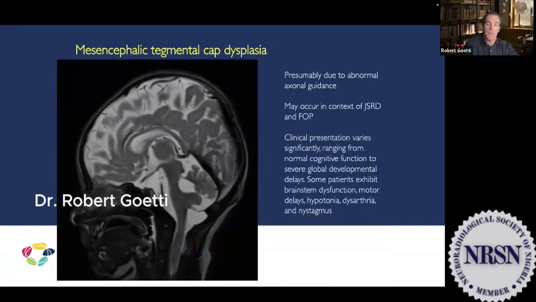In addition to pontine, you can also have mesencephalic tegmental cap dysplasia. This is a patient with a tegmental cap at the mesencephalon rather than the pons. These can sometimes be associated with Joubert syndrome and related disorders, or also with fibrodysplasia ossificans progressiva. I can't say it now. Yeah. The clinical presentation varies significantly. Patients can have normal cognitive function or can be severely developmentally delayed.